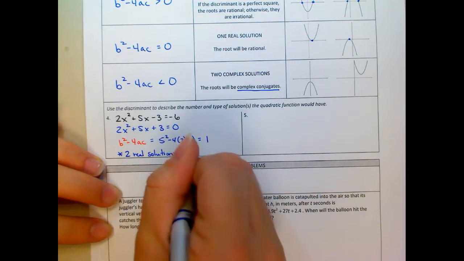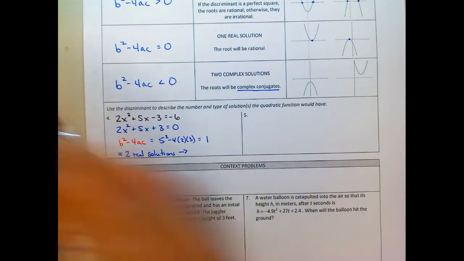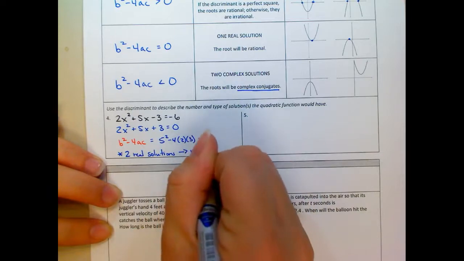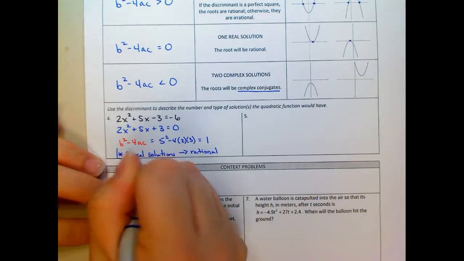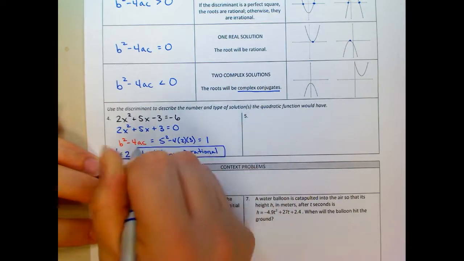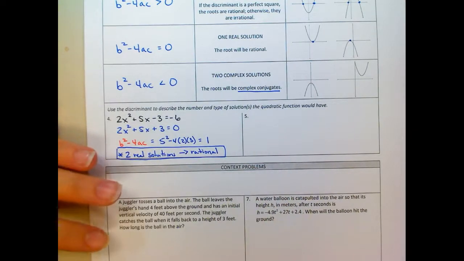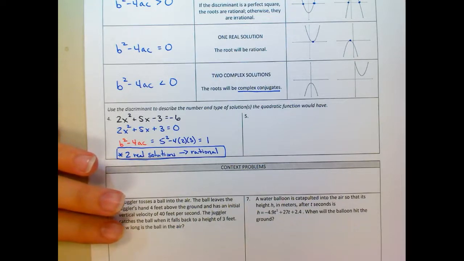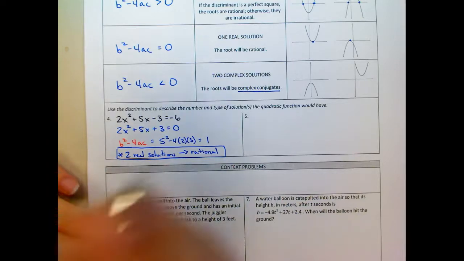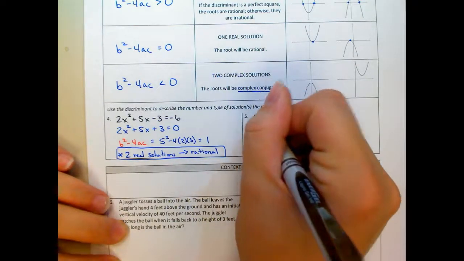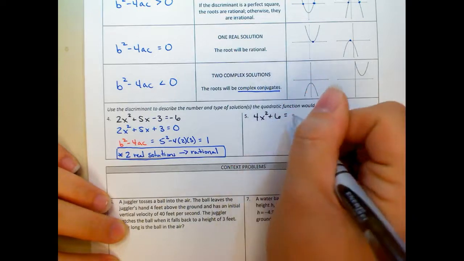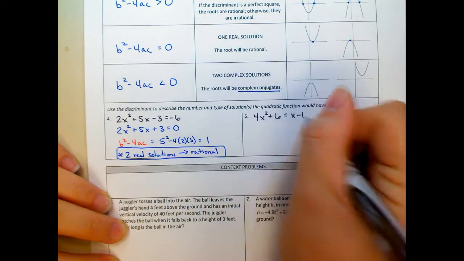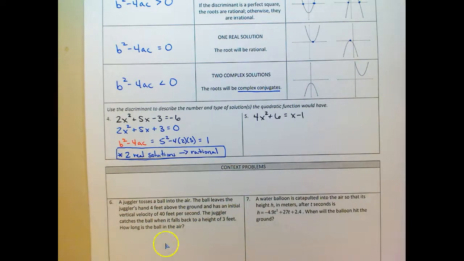And even better, we have 2 real solutions that are rational, because 1 is a perfect square. So we have 2 real solutions that are both rational, which means this would have actually factored for us. We could have factored this expression very easily. Okay, so I want you to try number 5. Number 5's equation is 4x squared plus 6 equals x minus 1. So go ahead and pause the video. When you're ready, turn it back on.